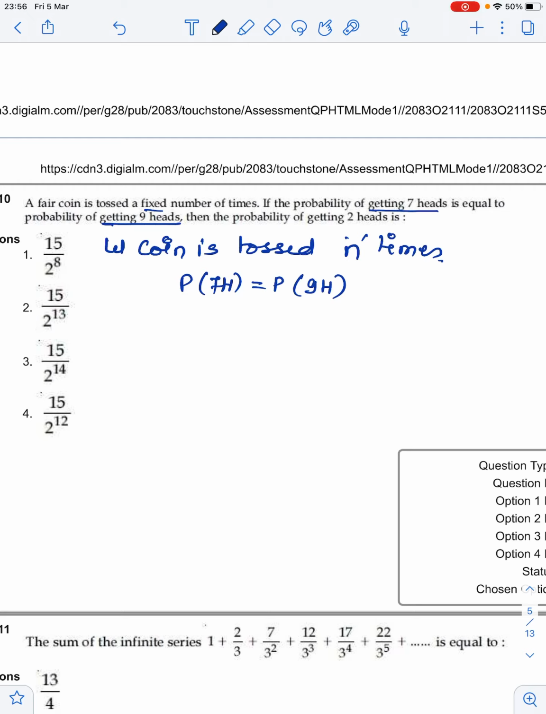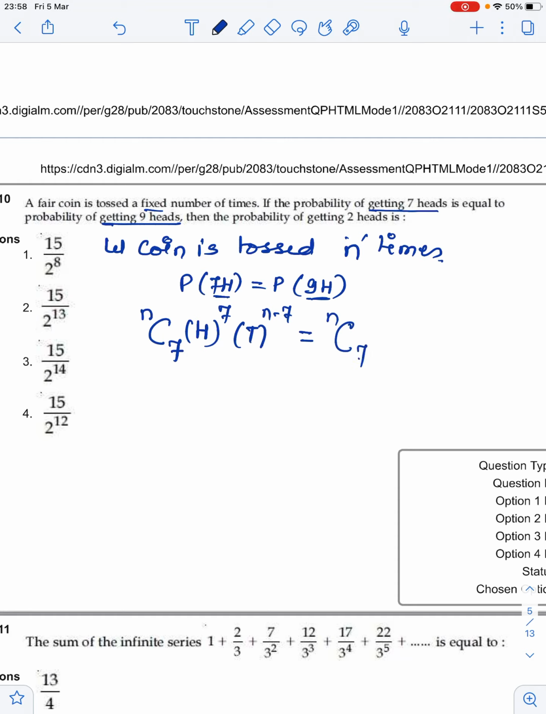So we know that the probability of getting 7 heads out of n is nc7. Head probability is half, so its power is 7, and the rest of the probability is tail probability, whose power is n minus 7, and this is equal to the probability of getting 9 heads.